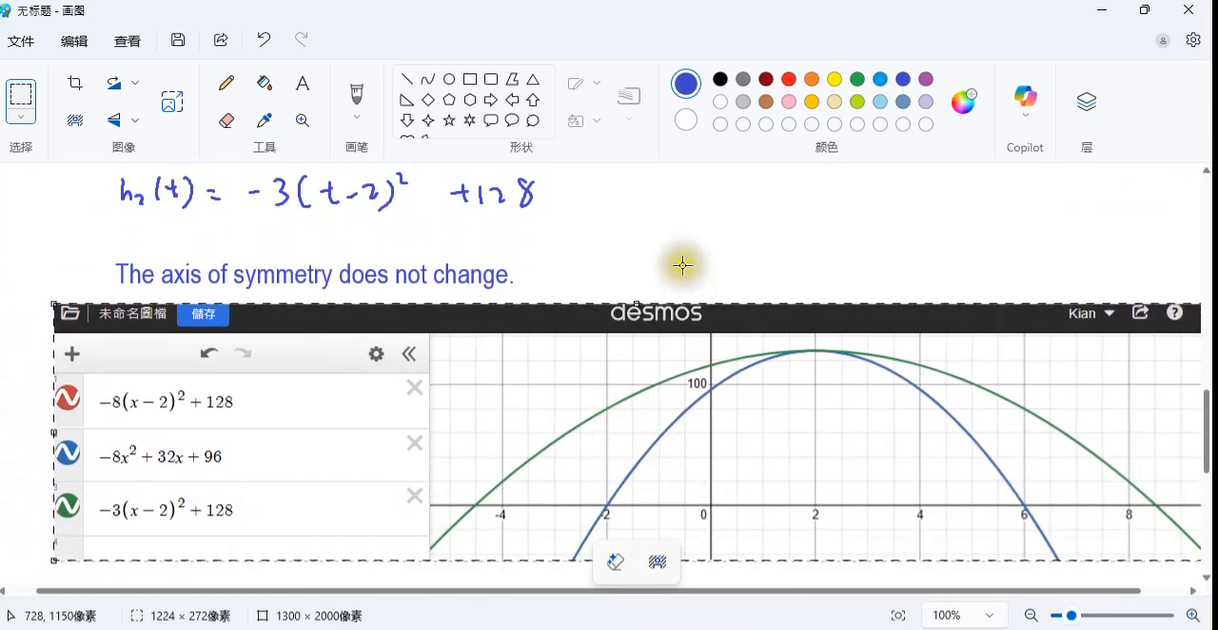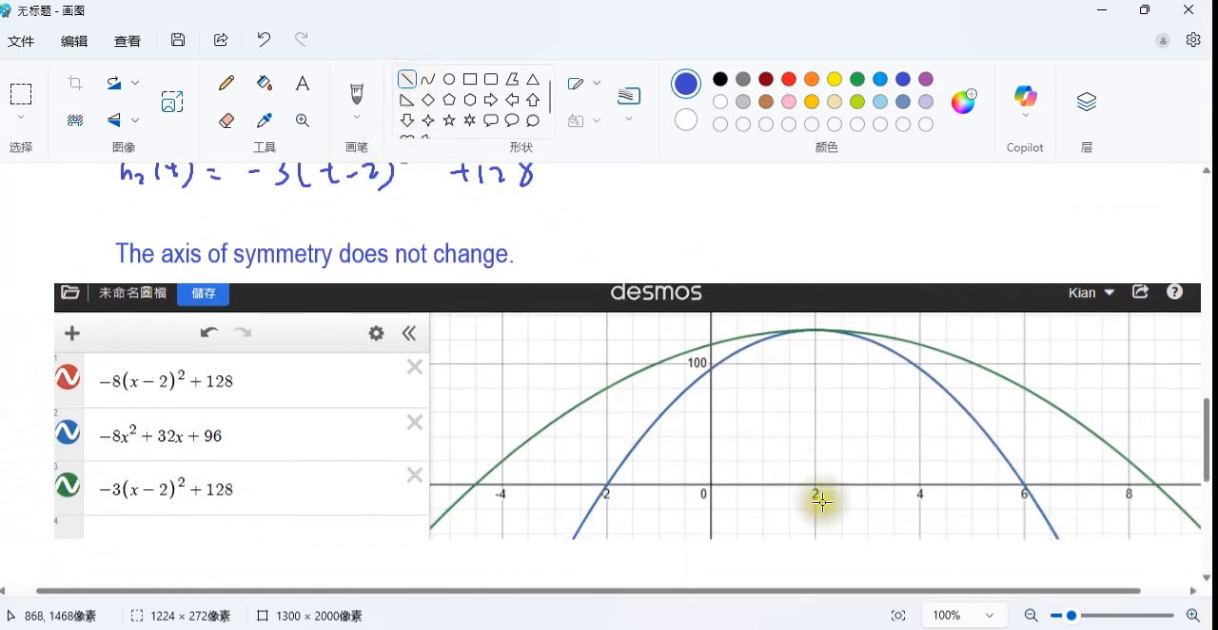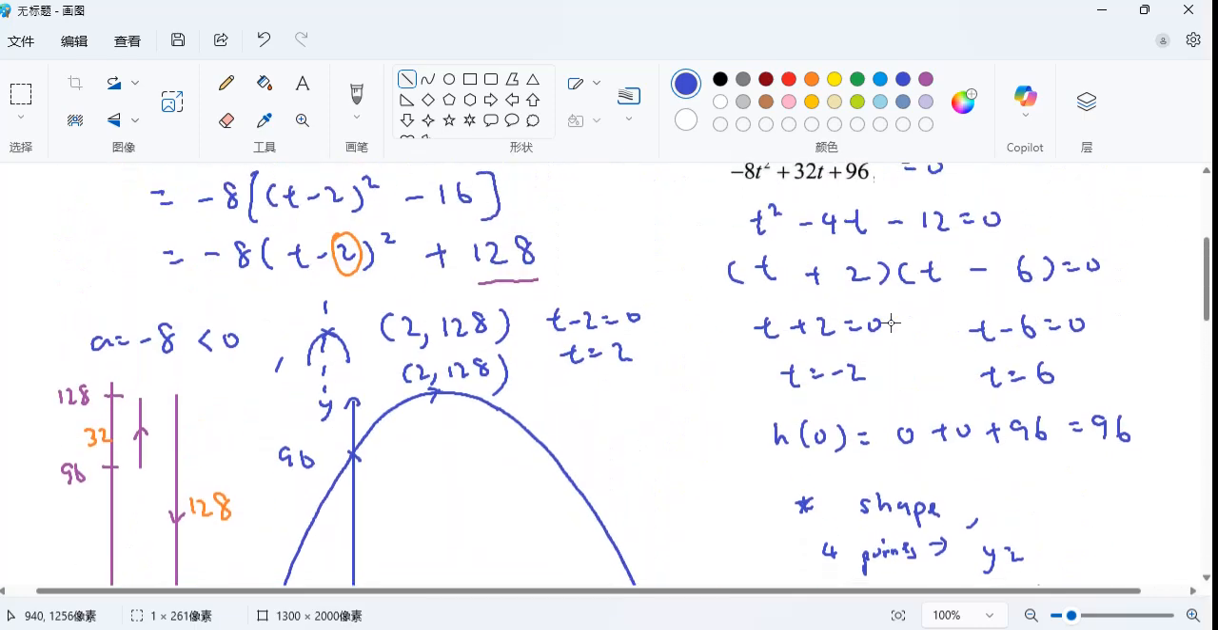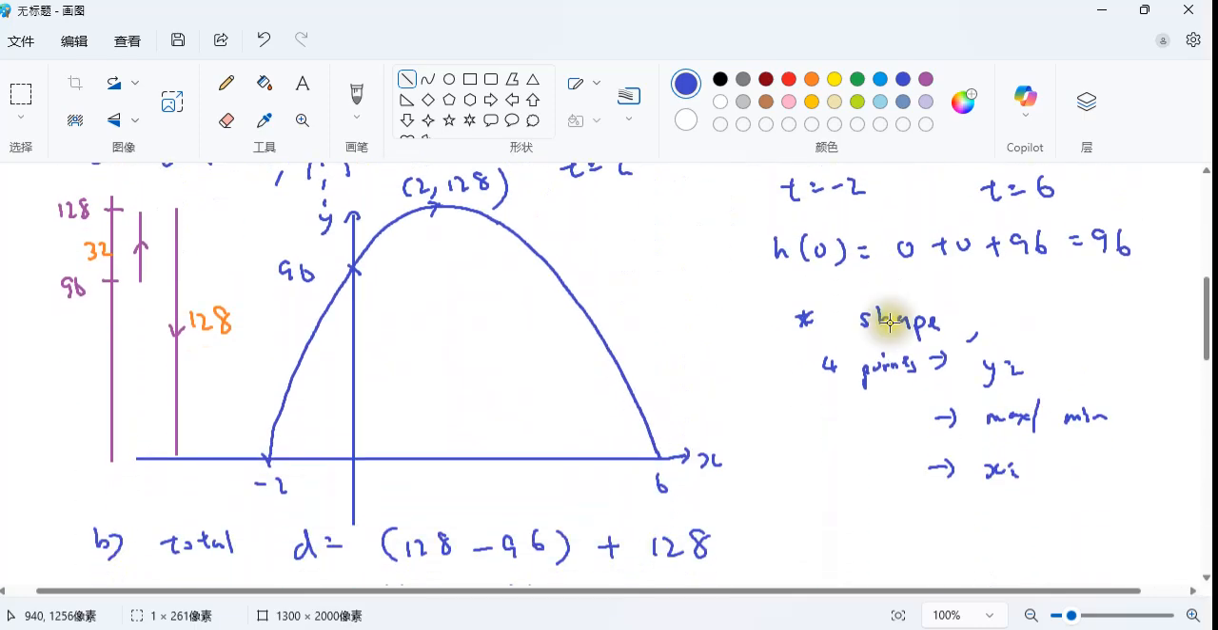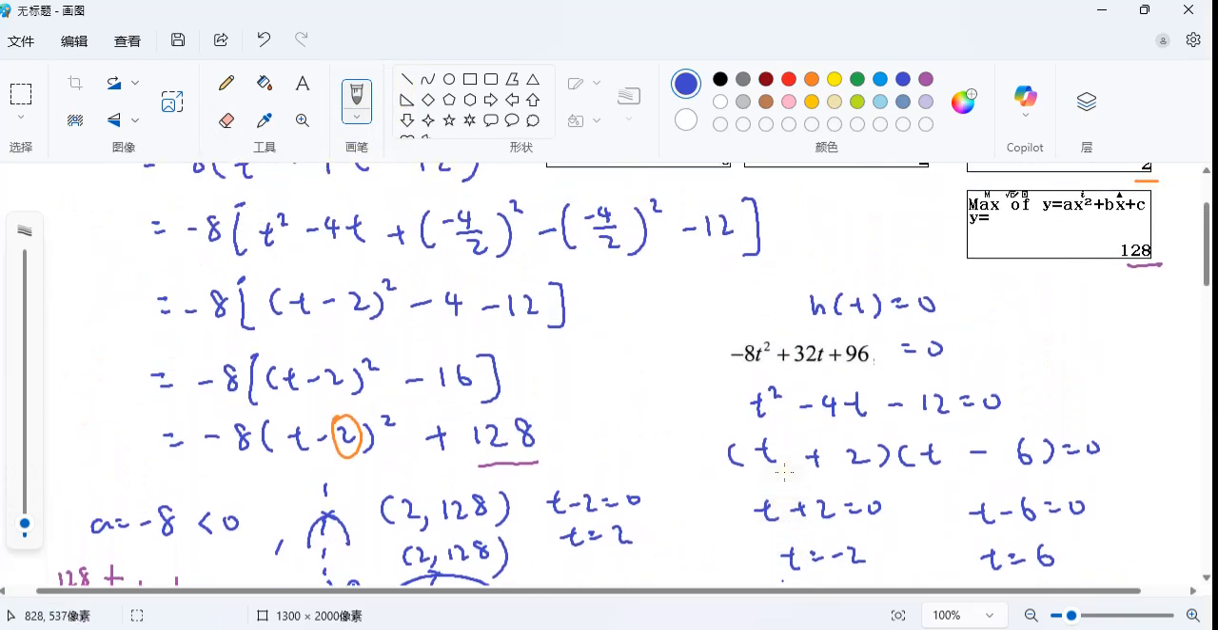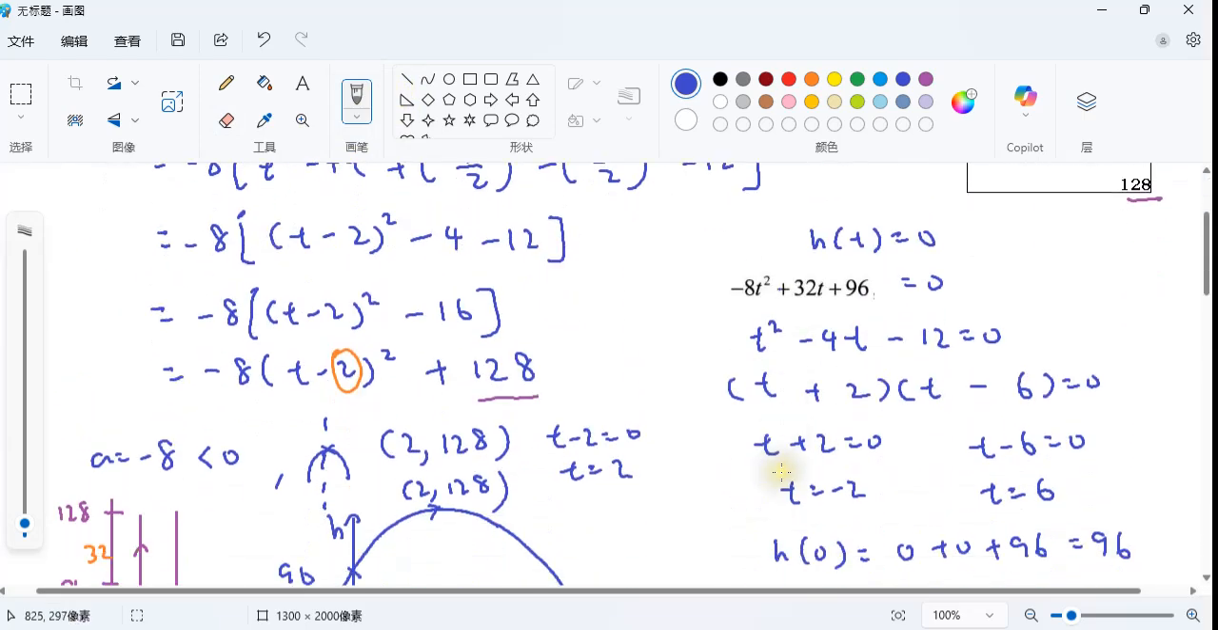So the axis of symmetry t equal to 2 does not change. I made a mistake here. This one should be time t, and this is height h(t). Okay, done.